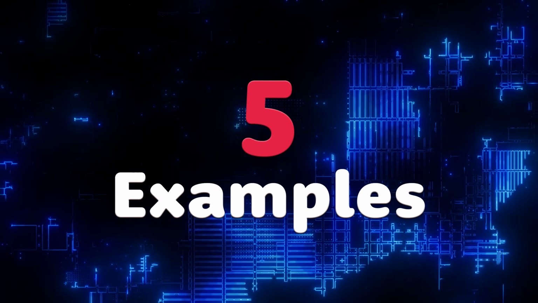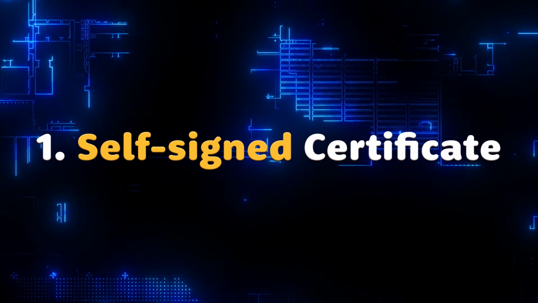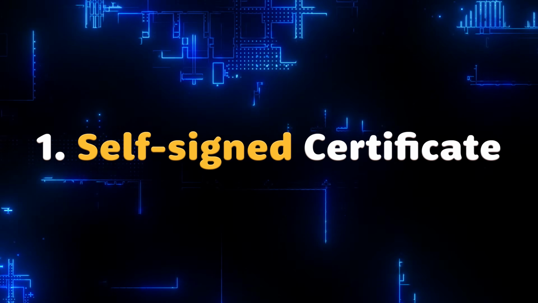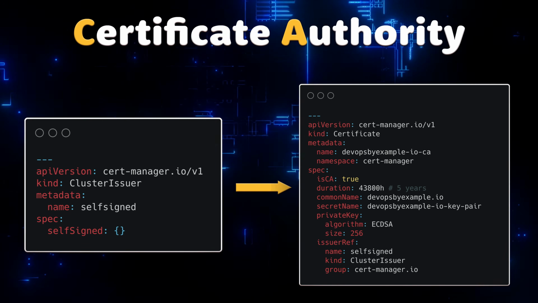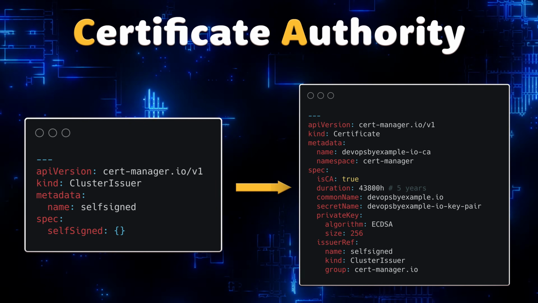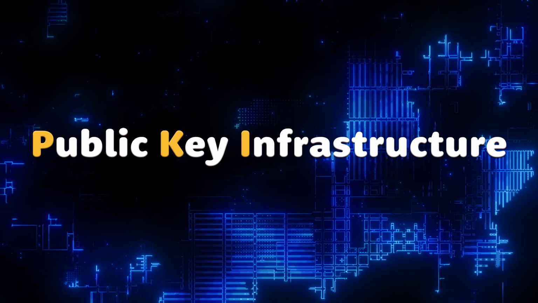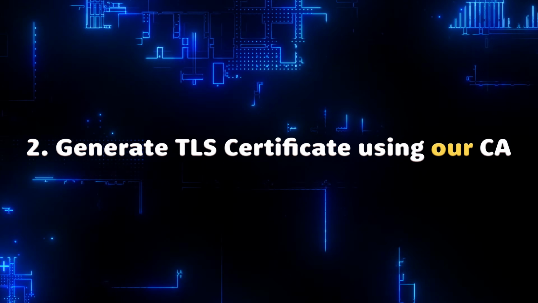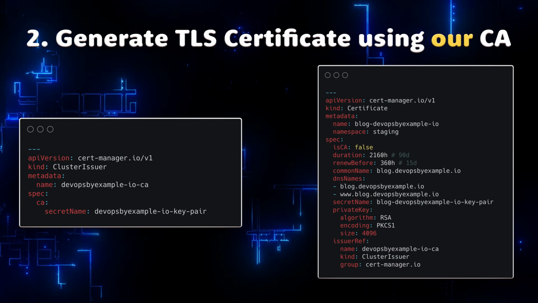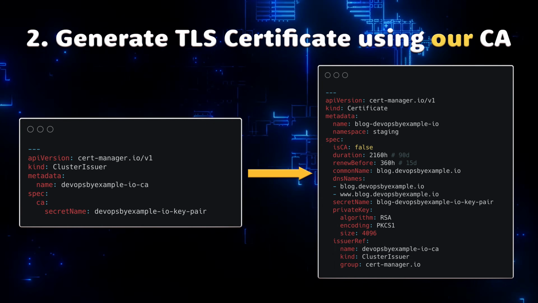In this video we will go over 5 examples. In the first one we simply create a self-signed certificate. The primary use case for self-signed certificates is to use as a certificate authority to issue other certificates. In other words, to bootstrap your PKI, public key infrastructure. In the second example we will use that self-signed CA to create another type of the cert-manager issuer, which is CA.